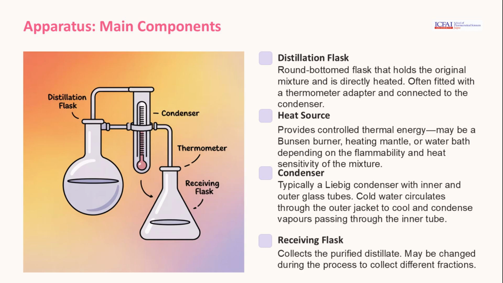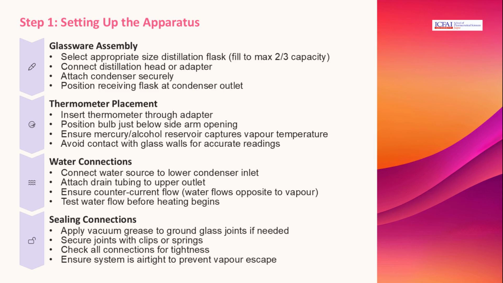The main components of distillation apparatus include the distillation flask, heat source, condenser, and receiving flask. Each plays a vital role in the process, from heating the mixture to condensing vapors and collecting the purified distillate. Setting up the apparatus involves assembling glassware, placing the thermometer, connecting water outlets, and ensuring proper sealing. These steps are crucial for preventing vapor escape and ensuring accurate readings during the distillation process.